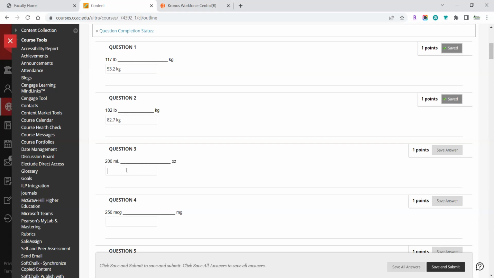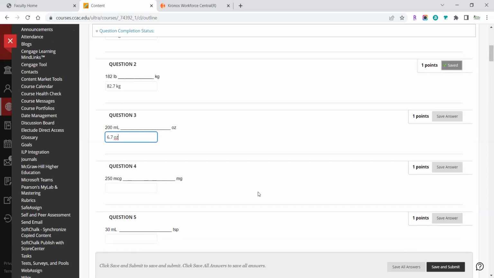You should remember that 1 ounce is the same thing as 30 milliliters. So I'm going to take 200 divided by 30, and I'm going to get 6.6666666. I'm going to round to the nearest tenth for this, so I'm going to get 6.7 ounces.